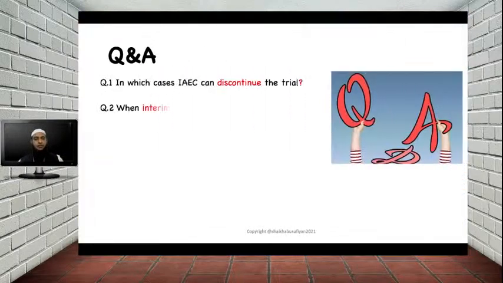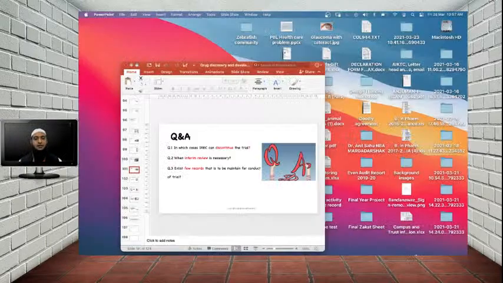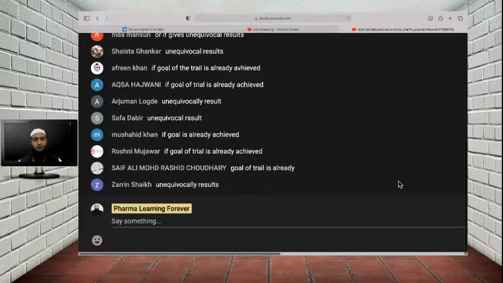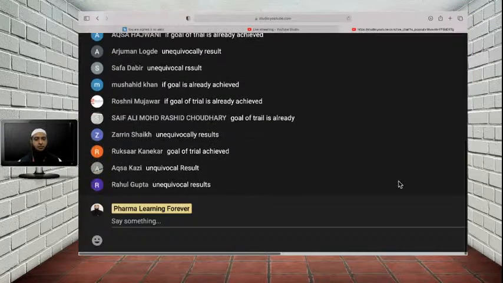My second question is, when is interim review necessary? What are those cases where interim review is absolutely necessary? We have seen a few reasons where, instead of waiting for the scheduled date of the meeting, you conduct the review before the scheduled date of the meeting. That is called the interim review. So tell me in which cases the interim review is absolutely necessary. Let's see who gives the first answer about interim review.